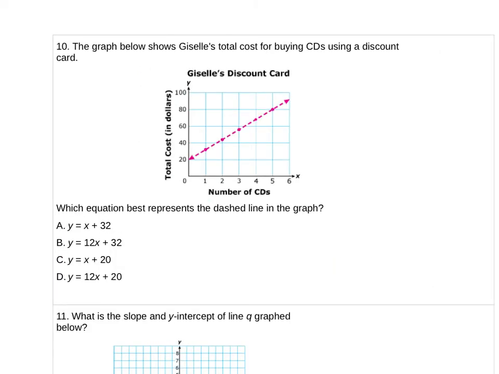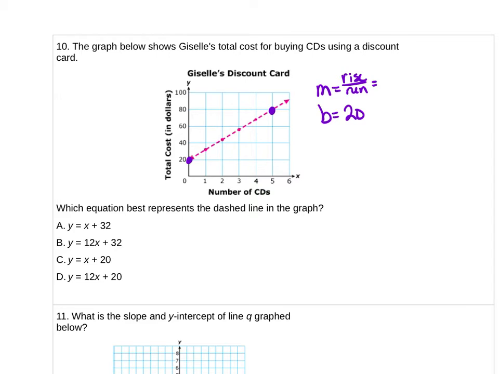Number 10 asks, which equation best represents the dashed line in the graph? Well, let's look for the slope, and let's look for the y-intercept, so we can plug them into the equation. So the y-intercept is the point it crosses the y-axis, which is at 20. The slope is rise over run. So we look at our graph and find 2 points. I'm going to choose (0, 20), which we've already got marked. And I'm going to choose (5, 80) because the line clearly goes through where the grid lines for 5 and 80 cross.